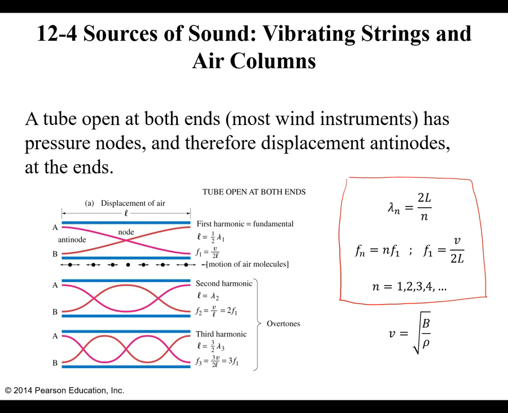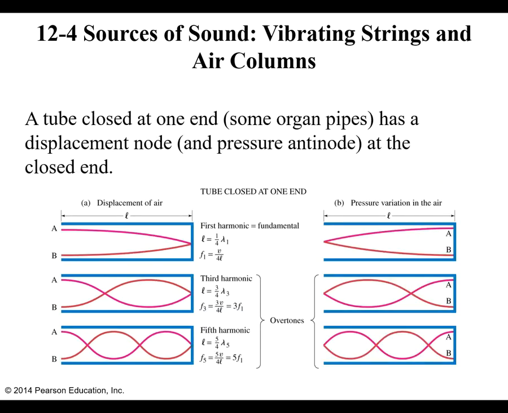Now you have another option, which is what we call a closed tube, which is open at one end but closed at the other end. A good example of this would be an organ pipe, but you can also have, say, like a clarinet. A clarinet would be another instrument where it's open on one end but closed on the other end.